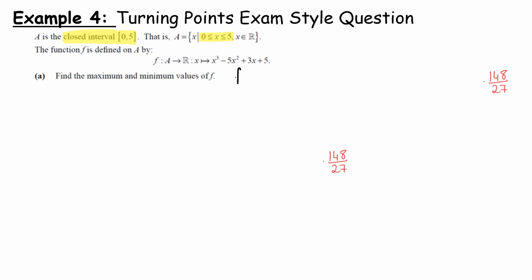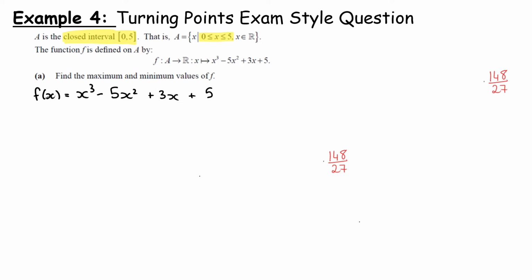So I'm going to write this out as f of x, cubed minus 5x squared. I'm actually going to write it down a little bit lower so we can work with it. So f of x is equal to x cubed minus 5x squared plus 3x plus 5.